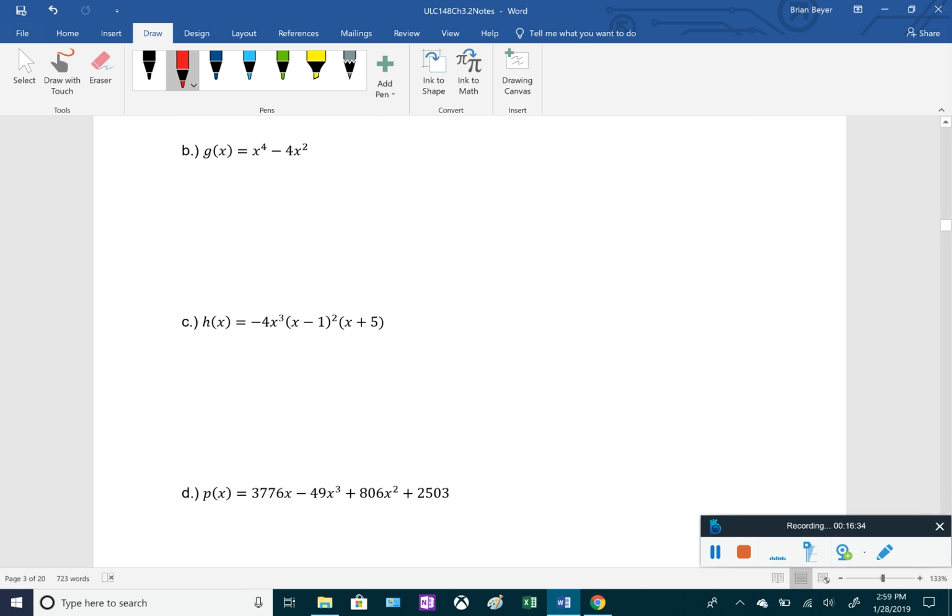For the next one, we have g of x is x to the 4th minus 4x squared. So the leading term here is x to the 4th. So this is going to be an even exponent. And once again, we have a coefficient of 1 out front, so that's a positive coefficient.